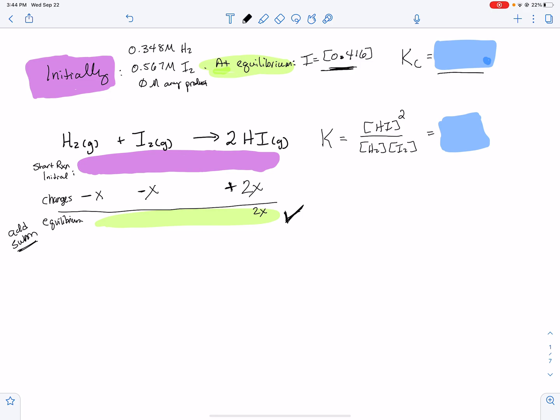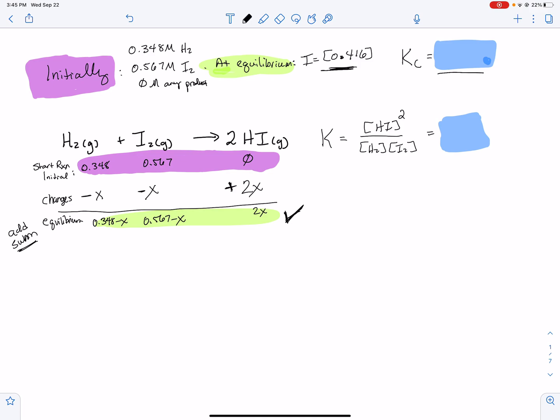So let's fill this in really quick. We've got 0.348, we have 0.567, and we have that being 0. I can fill in this section because it's just the first column added together, which has a negative x, so it's really subtracting. So 0.348 minus x, 0.567 minus x, and then we have 2x.